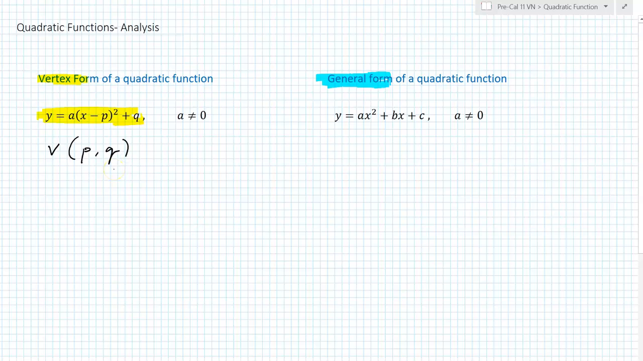Okay, we also know that the equation of the axis of symmetry, that's a line that basically splits the graph in a symmetrical way. It is always the vertical line x equals p. That's the equation of the axis of symmetry.